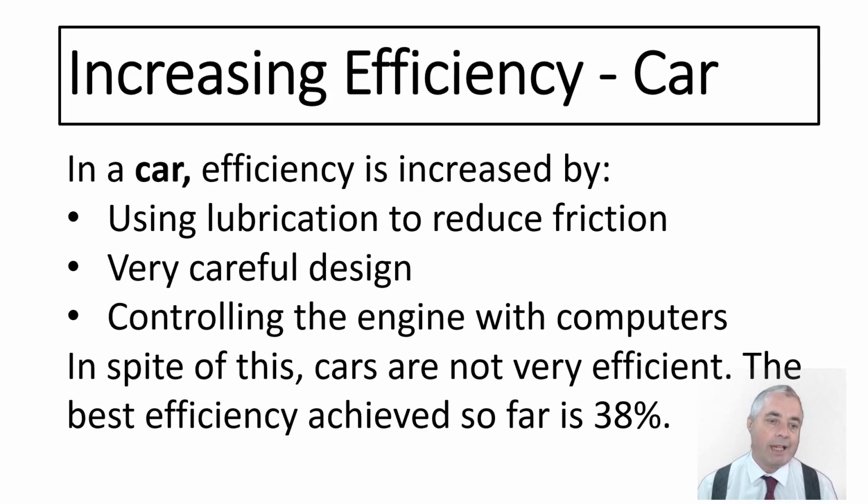So what we would like to do, so that the energy doesn't get dissipated, is make things as efficient as possible. So how can we make a car as efficient as possible? Well, one thing we can do is use lubrication. We have oil in the car which reduces friction. That means less energy will be transferred as thermal energy and more will end up as kinetic energy.